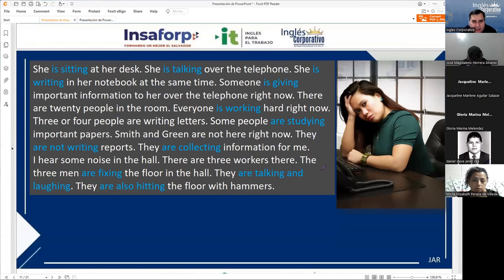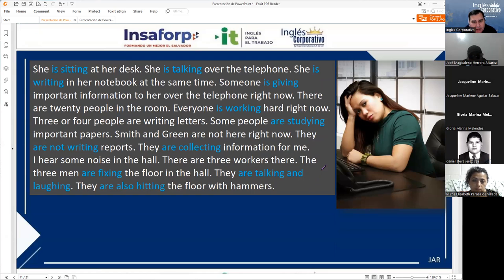She's sitting at her desk. She's talking over the phone. She's writing in her notebook at the same time. Someone is giving important information to her over the telephone right now. There are 20 people in the room. Everyone is working hard right now.